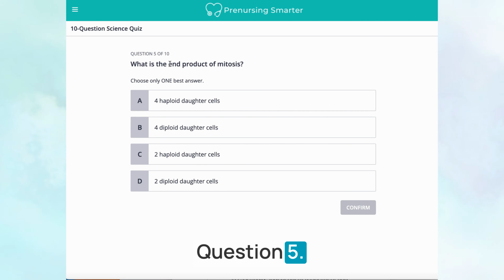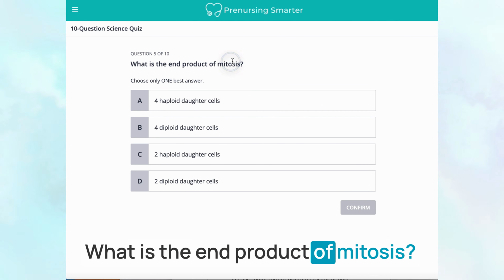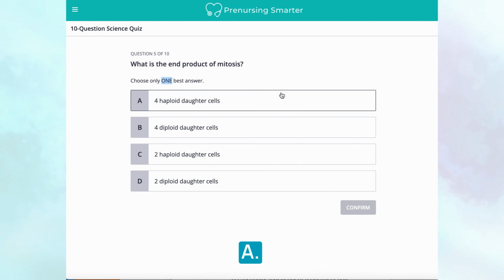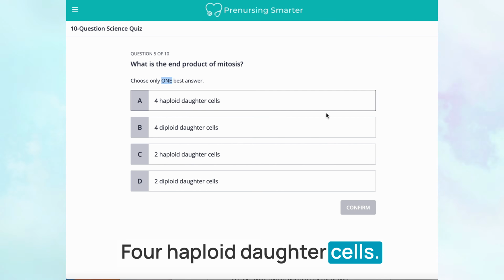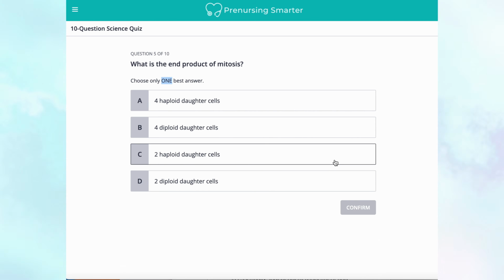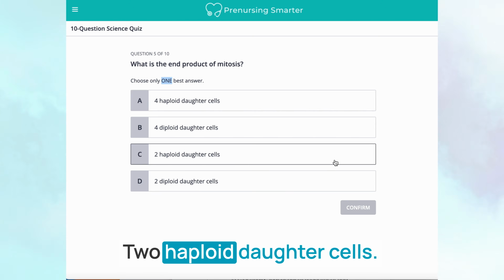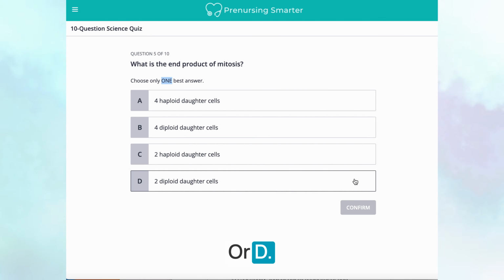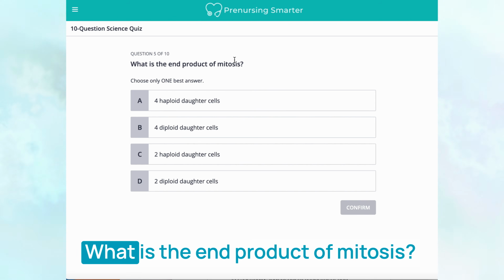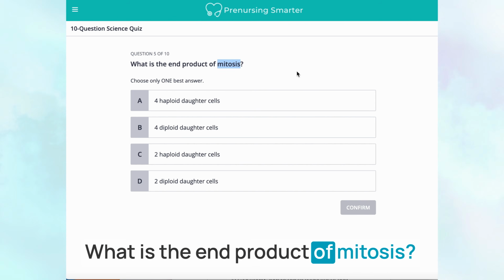Question 5. What is the end product of mitosis? Choose one best answer. A, 4 haploid daughter cells. B, 4 diploid daughter cells. C, 2 haploid daughter cells. Or D, 2 diploid daughter cells. What is the end product of mitosis?